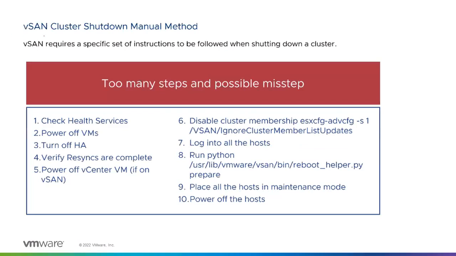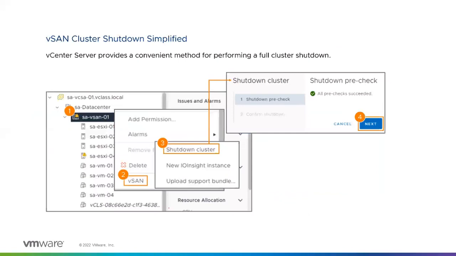For that, if you want to perform the normal, I mean manual, steps: do a health check, manually power off all the VMs, turn off HA, check resync is complete, power off vCenter, disable your cluster membership, log in to the host, run a Python script for this, place all hosts in maintenance mode, and power off all the hosts. It's a manual method, but nobody will go for this number of steps.